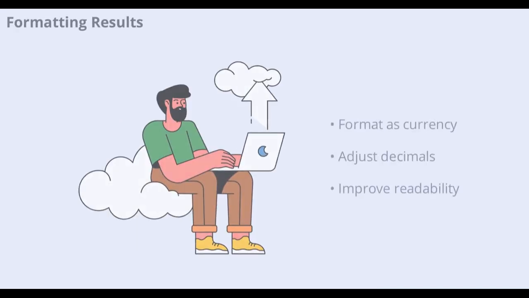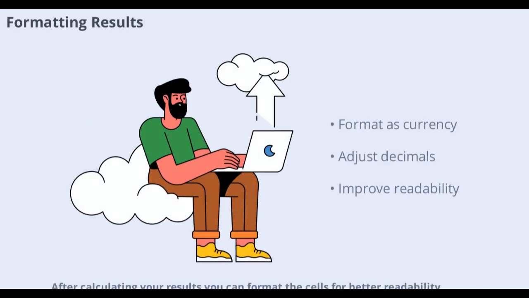After calculating your results, you can format the cells for better readability. For example, you can add currency symbols to sales figures or adjust decimal places for averages. Select the result cells, right-click, and choose Format Cells. This makes your worksheet look professional and easier to understand.